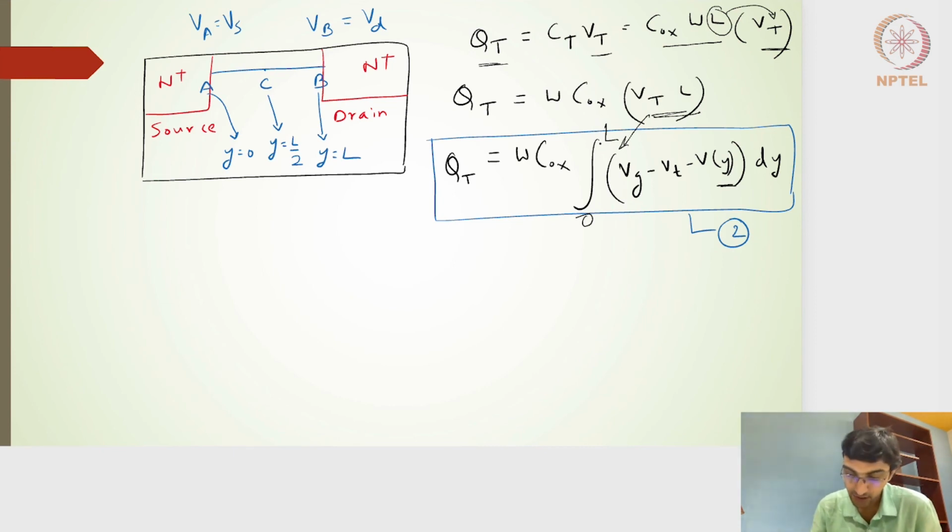Right, so I've also represented the cross-section of the transistor, source and drain. And so it is starting from source side and reaching to the drain side. So at drain, the y is equal to L, at source y is equal to 0, at somewhere in the midpoint, the y is equal to L by 2. And the potential at the point A is nothing but the source potential. Potential at point B is nothing but the drain potential.